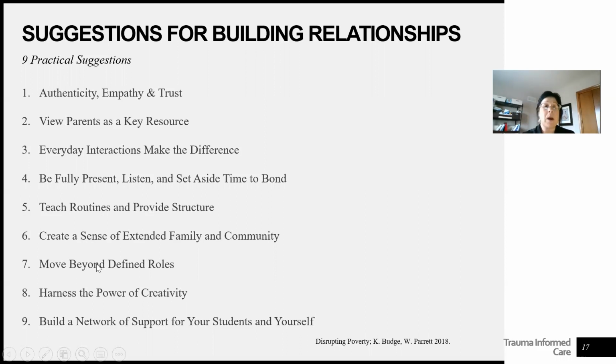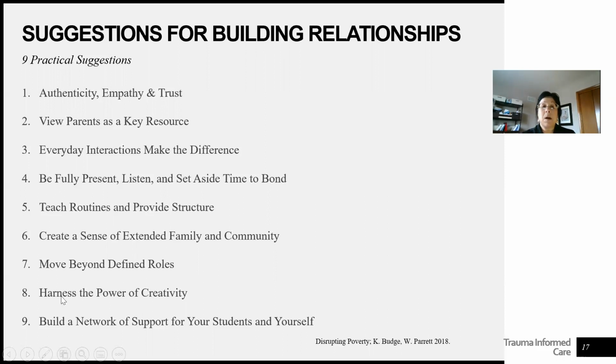Number 7, move beyond defined roles. Make connections with them, move beyond just being their classroom teacher. Be open about your family and things you like to do, and get to know theirs. You make such a huge difference.